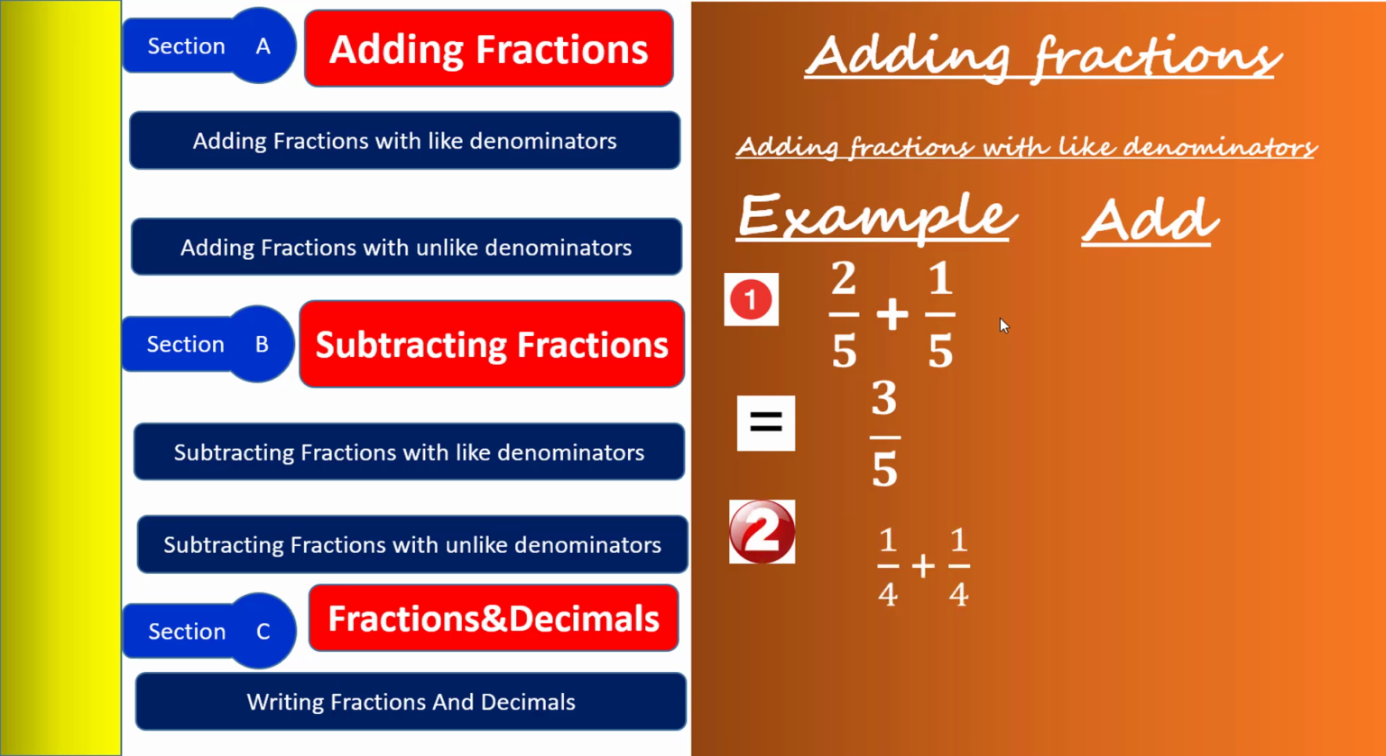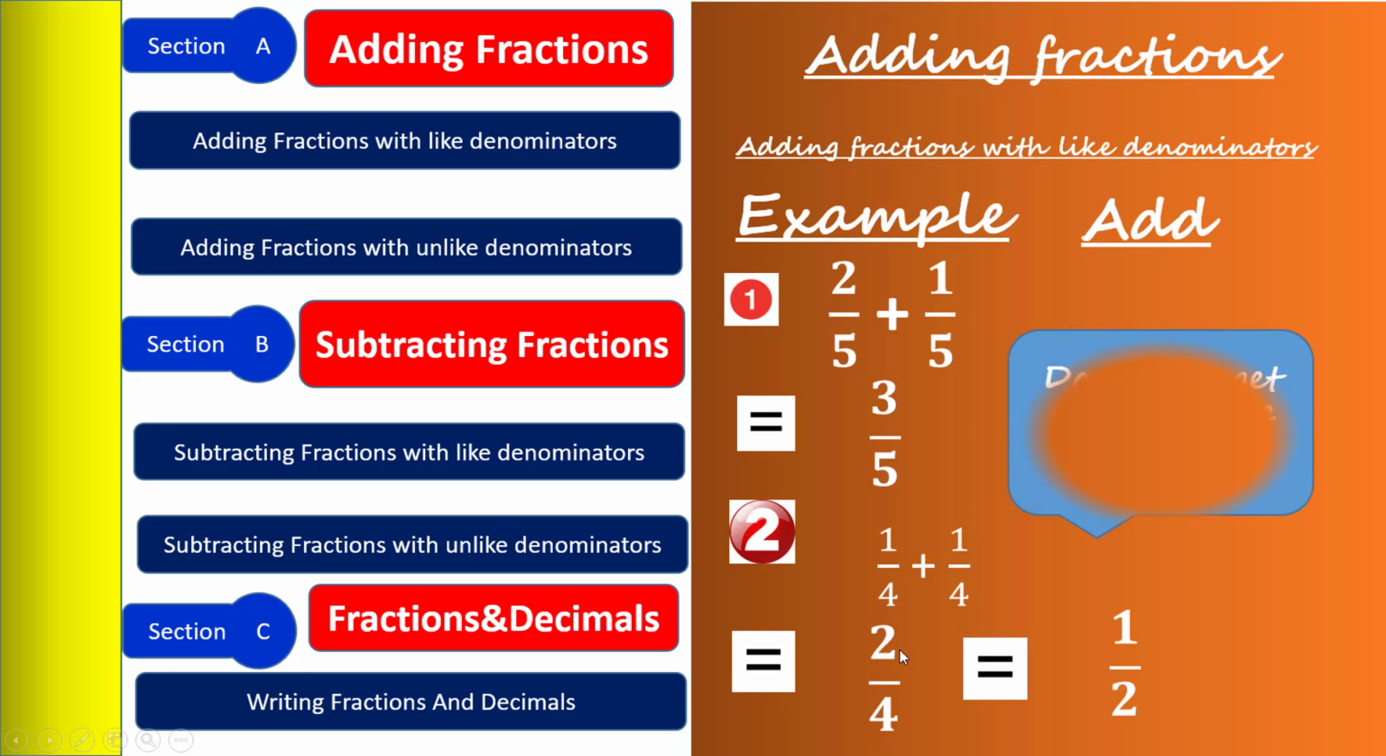Number 2, 1 over 4 plus 1 over 4. We have the same denominator, which is 4, so bring down 4, and 1 plus 1 equals 2, so it will be 2 over 4. This fraction is not in the simplest form. We can divide by 2, so it will be 1/2. So don't forget to simplify if necessary.